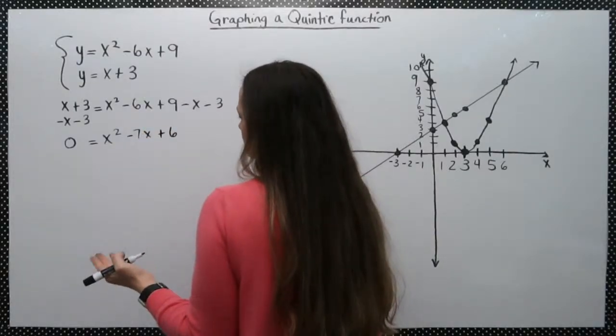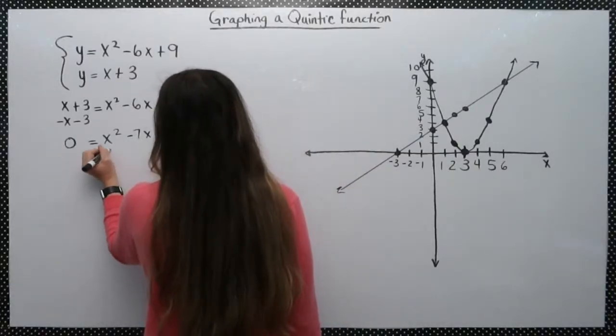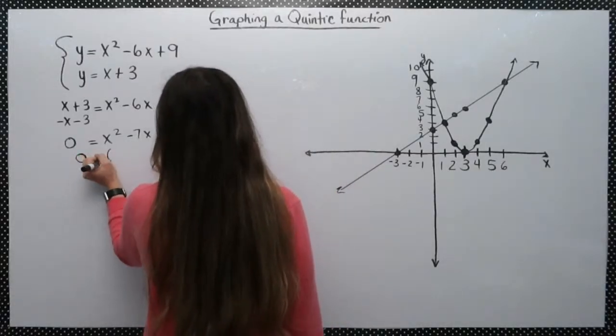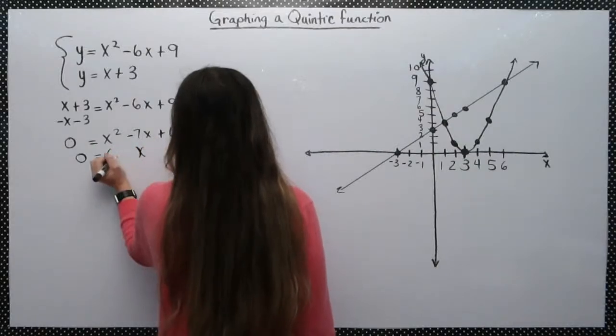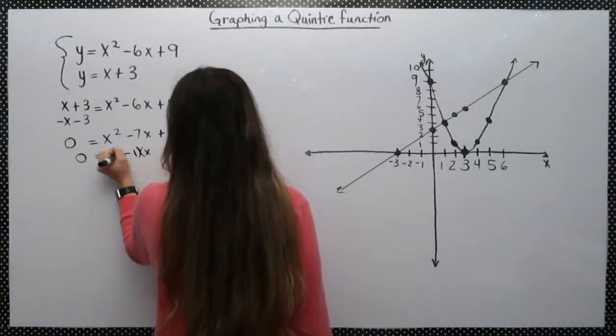And then I think this one factors. So you have 0. And I think that's x. What is that? 6 and 1, minus.